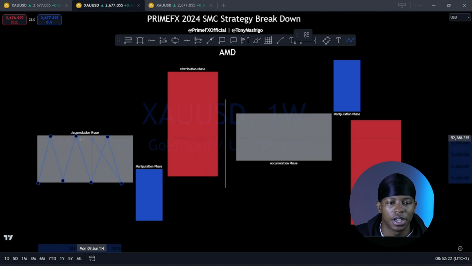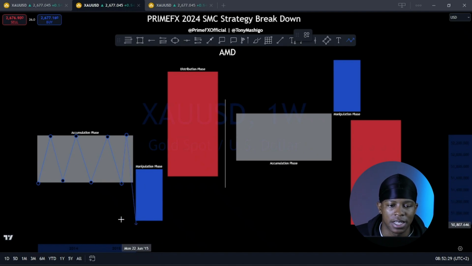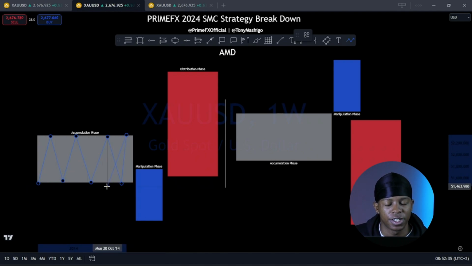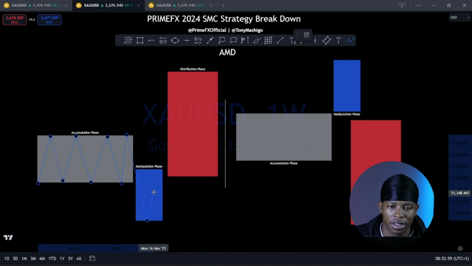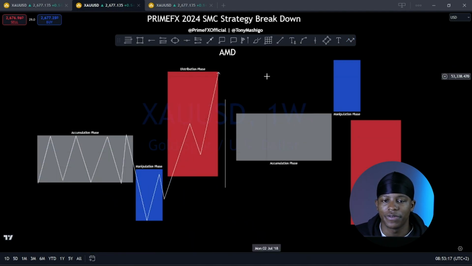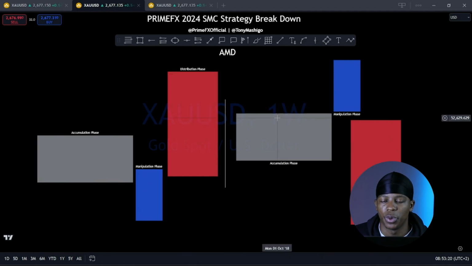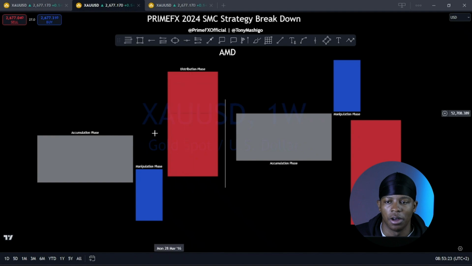So after we have the accumulation phase, we'll have the manipulation phase, right? So the manipulation phase, this is when the market makers liquidate everybody. So depending on where the manipulation phase takes place, if it's taking place to the downside, this is where it's taking buy orders. This is where it's taking the orders of people that bought, right? And then after it takes these orders, this is usually a very long candlestick. After it takes the orders, the market starts to distribute to the intended direction it wanted to go to. So vice versa for when it's trending down, and vice versa for when it's trending up, right?